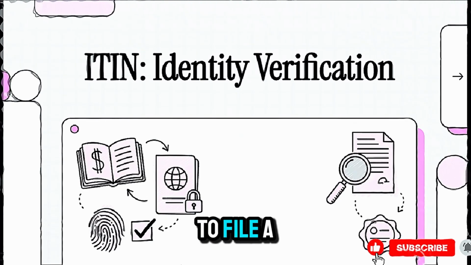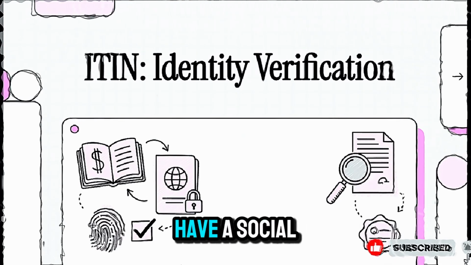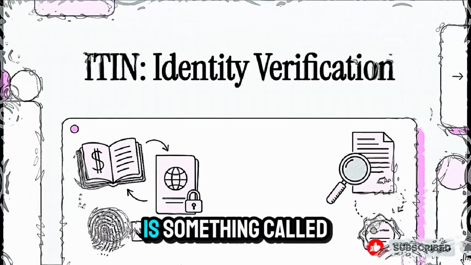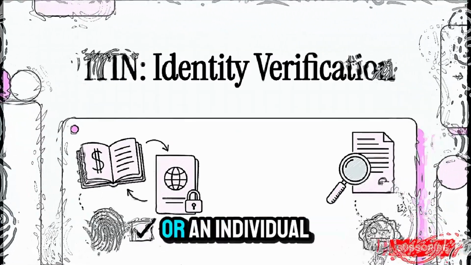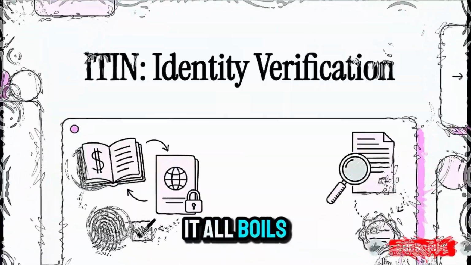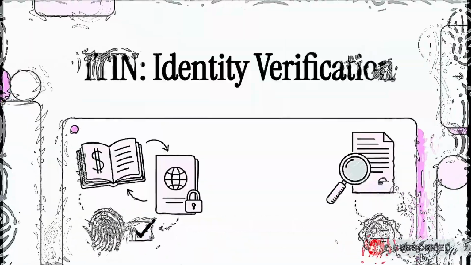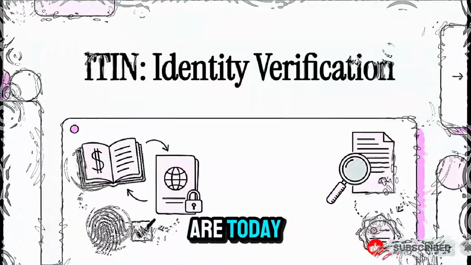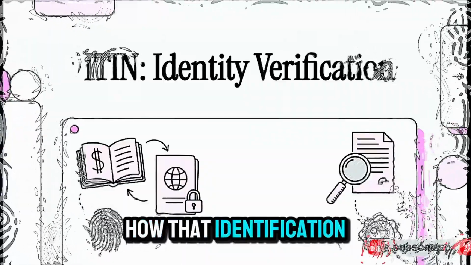So, you need to file a US tax return, but you don't have a social security number. How in the world do you do that? Well, the answer is something called an ITIN, or an individual taxpayer identification number. But getting one? It all boils down to one critical step: proving to the IRS without a shadow of a doubt who you really are. Today, we're going to break down exactly how that identification works.